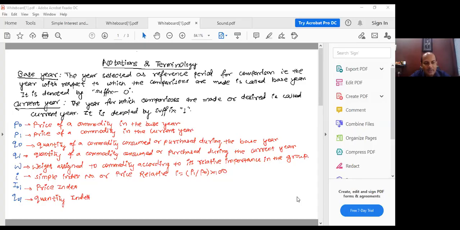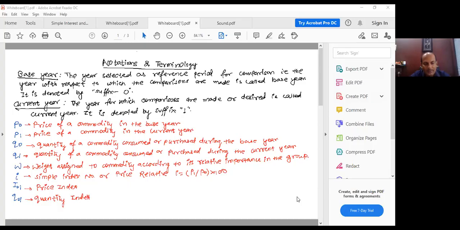Coming to Q0, Q stands for quantity. So 0 stands for base year. So that is the quantity of a commodity consumed or purchased. Both can be there, consumption and purchasing, during the base year. Similarly, Q1 is the quantity of a commodity purchased or consumed during the current year.